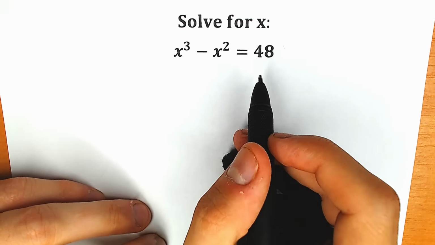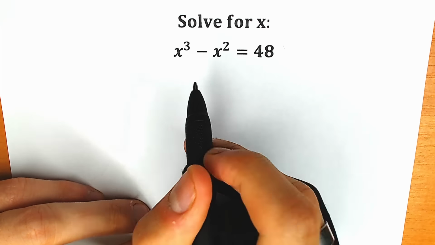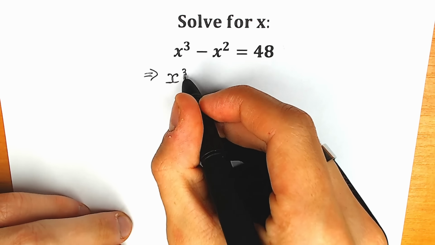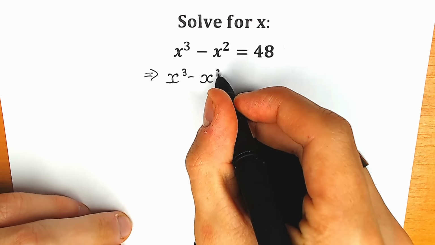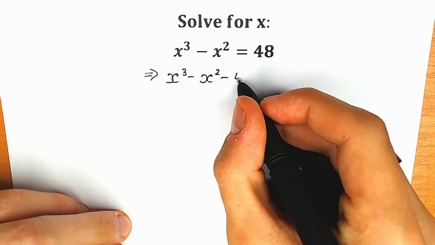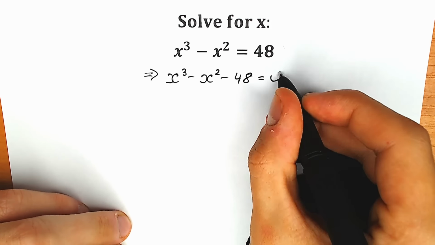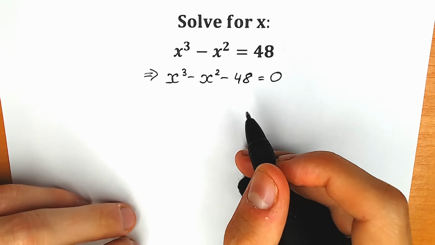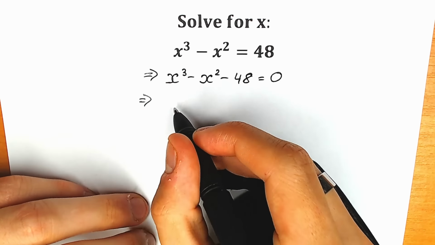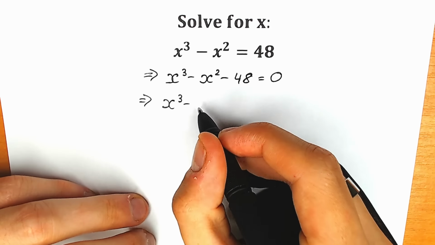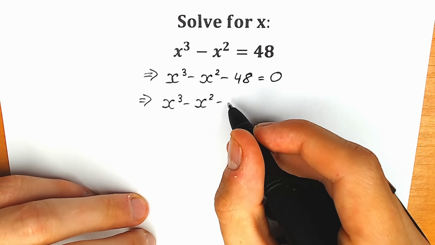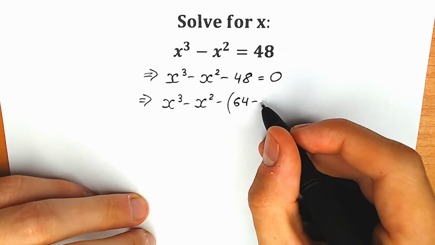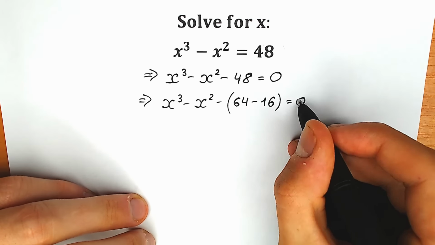Okay, so let's start. First of all, let's write this 48 on the left side. As a result, what do we have? We have x cubed minus x squared minus 48 is equal to 0. Right now, instead of this 48, let's write 64 minus 16. As a result, we have x cubed minus x squared minus (64 minus 16) equal to 0.